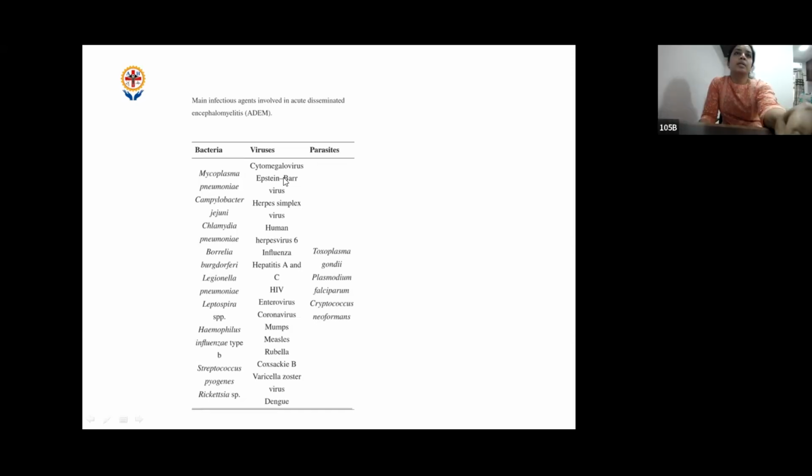And viruses implicated are cytomegalovirus, Epstein-Barr virus, herpes simplex, hepatitis A, enterovirus, HIV, coronavirus, measles, mumps, rubella, coxsackie virus, varicella zoster, and dengue. And parasites implicated are Toxoplasma, Plasmodium falciparum, Cryptococcus neoformans. Most commonly, it is post-infectious and it can be seen post-vaccination also. Coming to the pathogenesis, it is an immune mediated and inflammatory process.